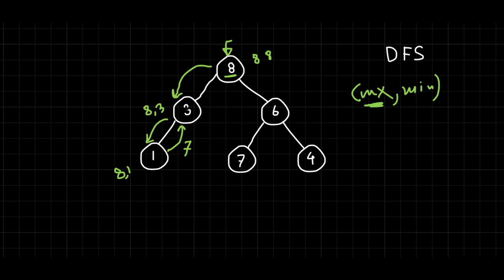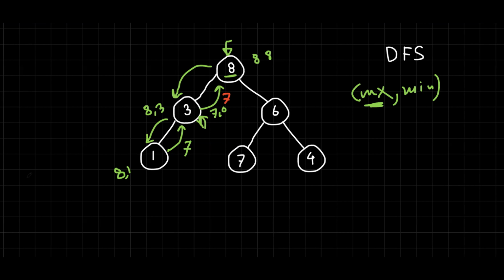So from 3, we do not have any right child. So here 3 will return the maximum of 7 and 0. And if 3 has a right child, it will return 0. So here 3 will return the value 7. So it is returning the value 7 here.